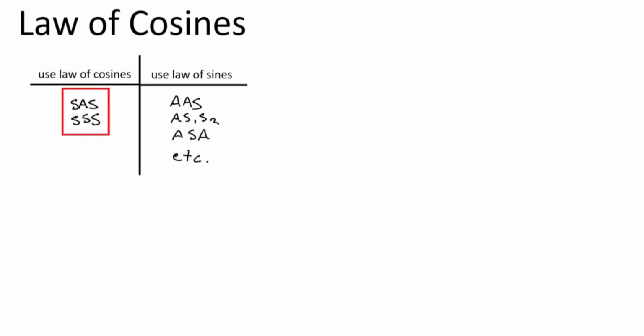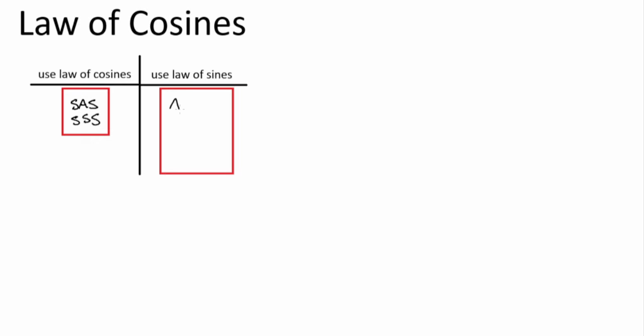But if you have any other type of triangle, AAS, ASS, ASA, if you have any of these types of triangles, you're going to be using the law of sines. I could probably draw it a bit neater in here, just because my handwriting was a bit sloppy. I want you to be able to see that, so let me change the color again.